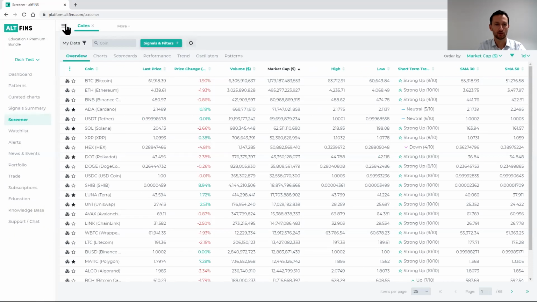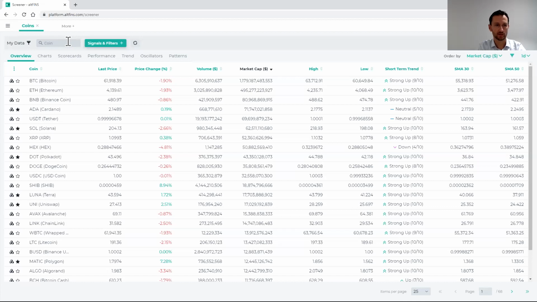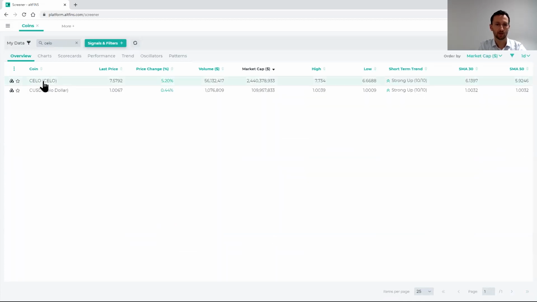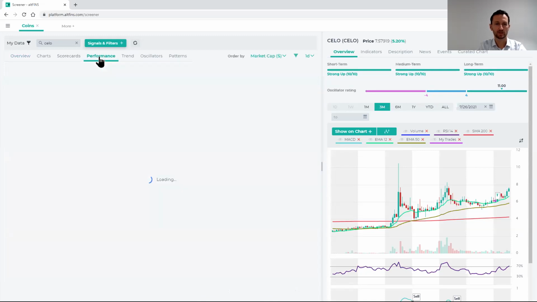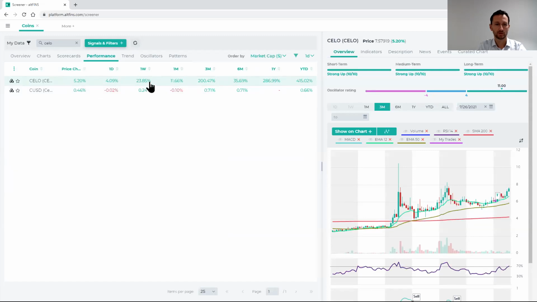The other trade that we have on still is CELO, as I mentioned, right? We did that exactly a week ago, and let's see what's the performance in the last week. If we click on the performance tab here, the performance in the last week, we're up about 24%.